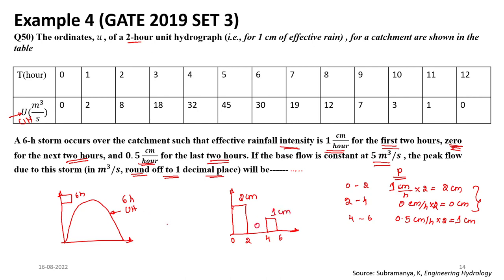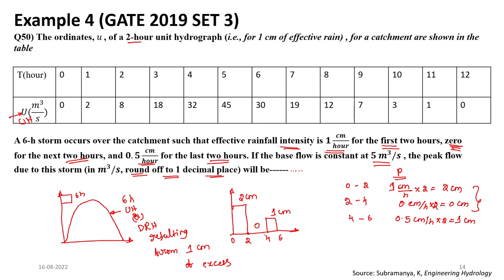As I already showed, this is nothing but the DRH resulting from 1 centimeter of excess rainfall, isn't it? Suppose there is an excess rainfall of 2 centimeter, what you will do is simply multiply this unit hydrograph with 2 centimeter. When there is 0 centimeter, you simply multiply with 0 centimeter. If 1 centimeter, the same.